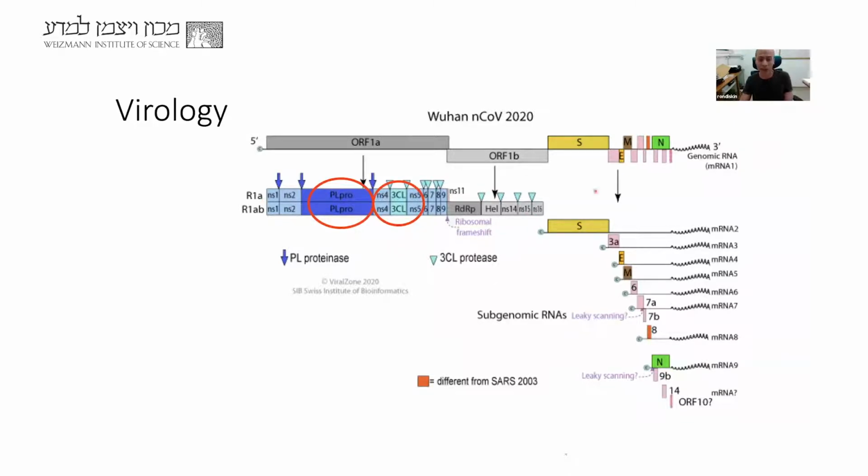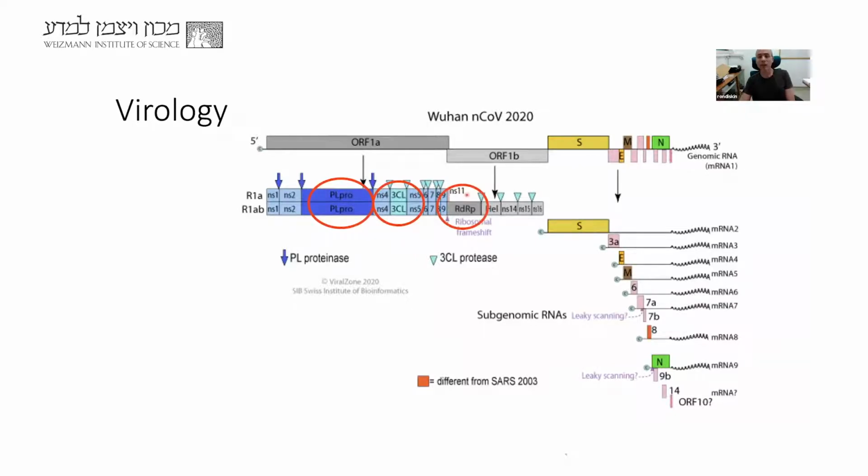So a polyprotein is one very long polypeptide chain that needs to be cleaved in those highlighted regions in order to produce the functional subunits. Now, if we inhibit those proteins, of course, the cleavage will not occur and the virus will not be able to propagate. So those are very important drug targets.